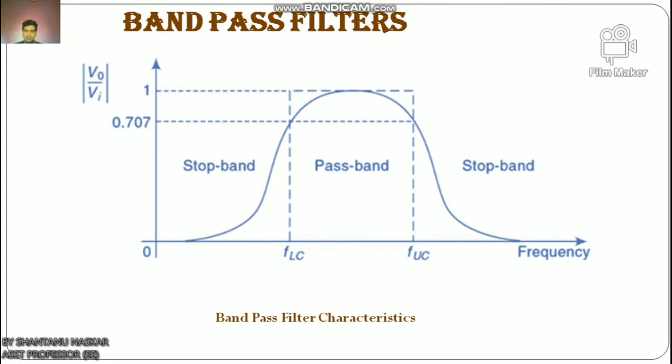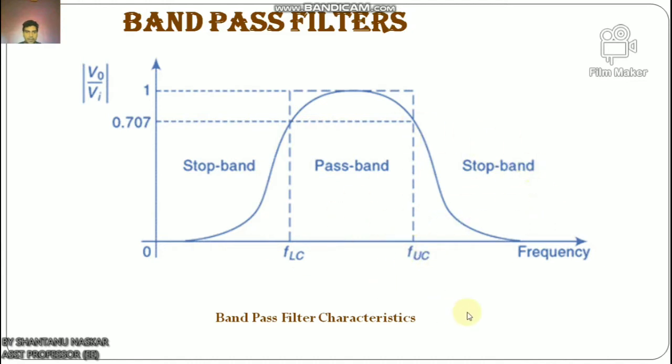Next, band pass filter. It is a type of filter which allows a specific band of frequency to pass through, and all other frequencies outside the band are attenuated. So look here, this is band pass filter characteristics: the stop band, pass band, lower cutoff, upper cutoff.